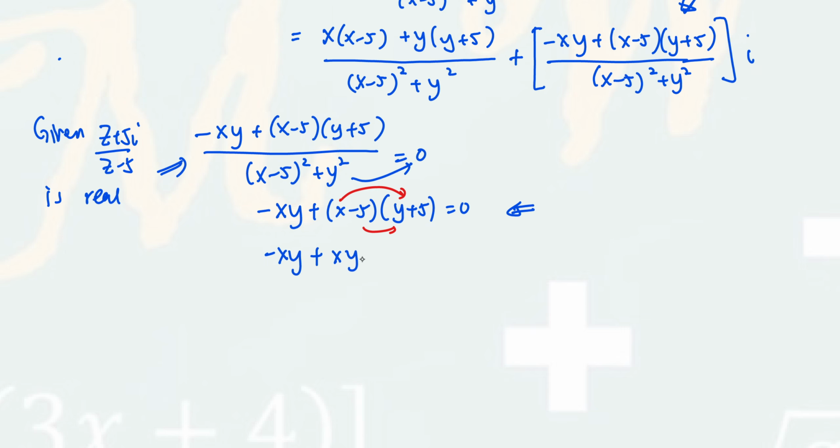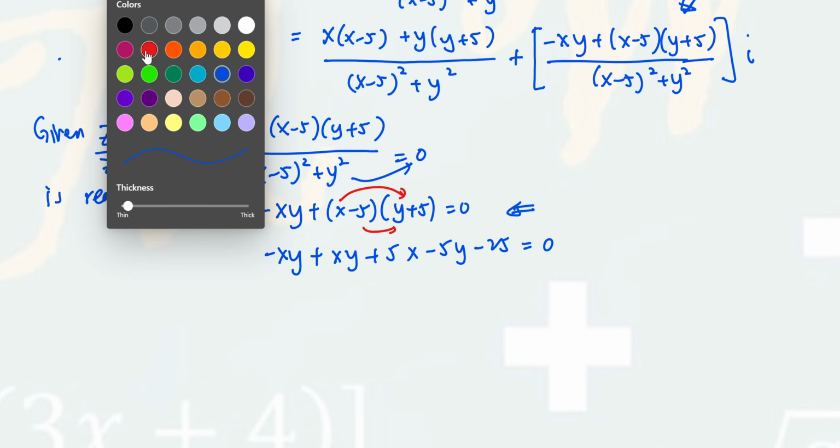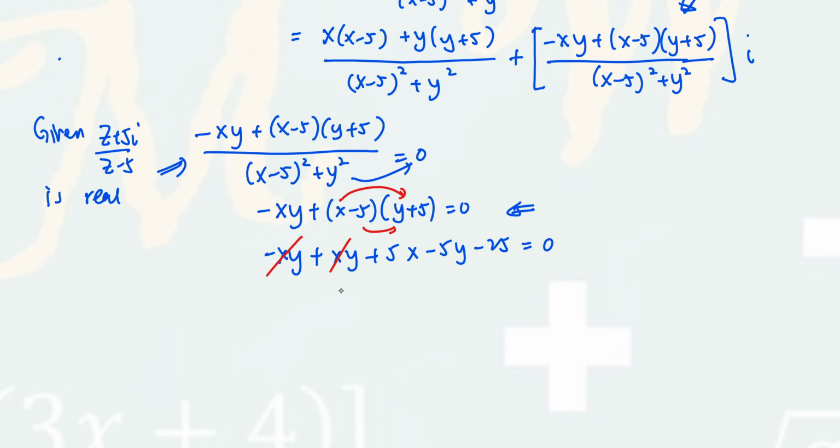Just multiply. You will get xy plus 5x minus 5y minus 25 equals 0. From here, the first two terms can be cancelled off, and I will get the equation in terms of x and y. Obviously, these three terms, 5x, minus 5y and minus 25, are multiples of 5, so I will divide by 5. Then I get x minus y minus 5 equals 0. Now I can get x as the subject: it will be y plus 5, or you can get y as the subject. Let this be the second equation.